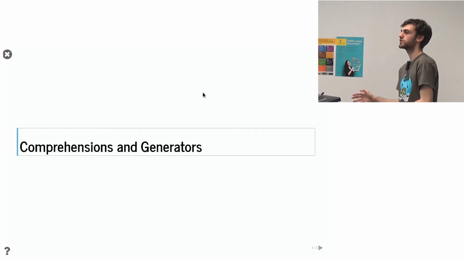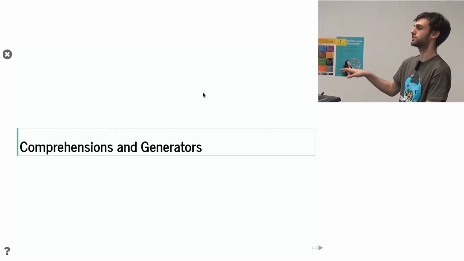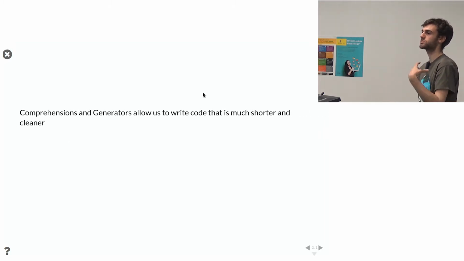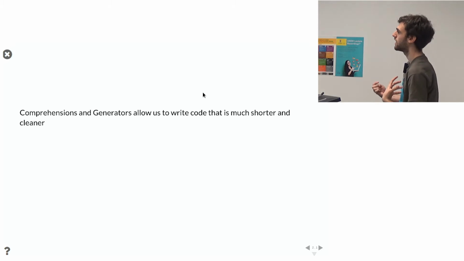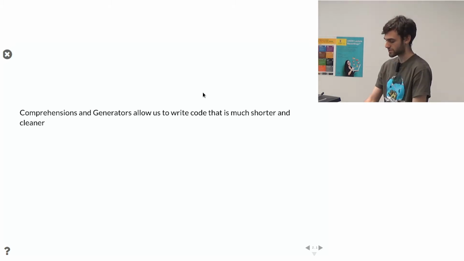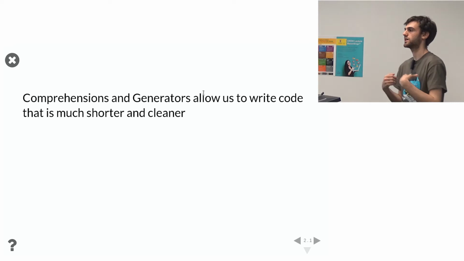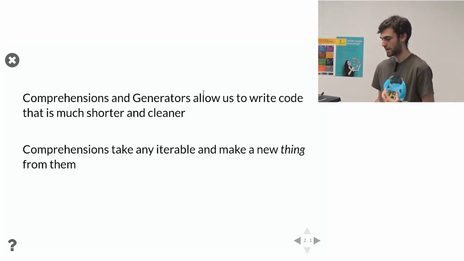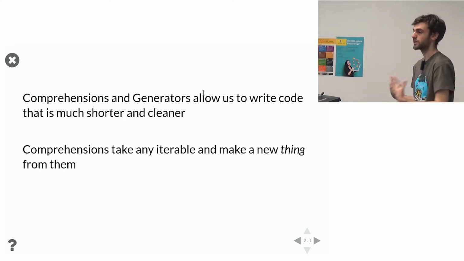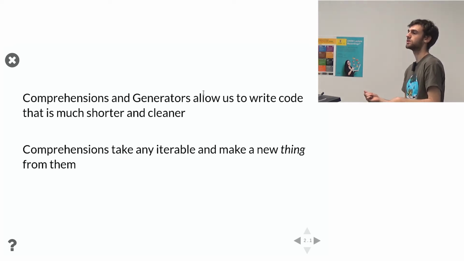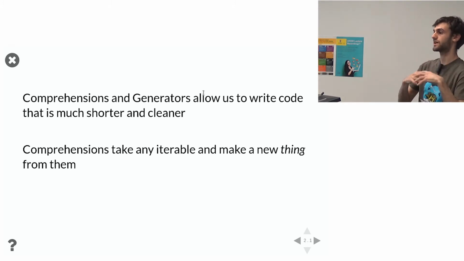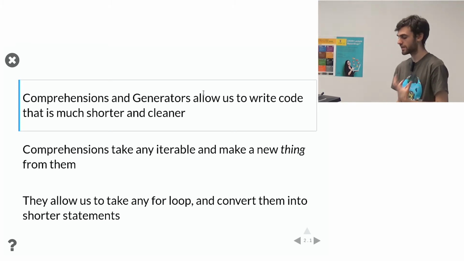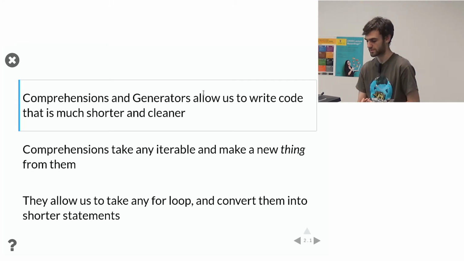So if you're quite new to Python, this is probably what will benefit you the most. This allows you to write for loops that are much more succinct, but also give you a better understanding of Python itself. And what list comprehensions do, or any comprehensions, is they take an iterable and just make a new X from them. So for example, we'll start off with lists. They allow us to take any loop and convert them into shorter statements.